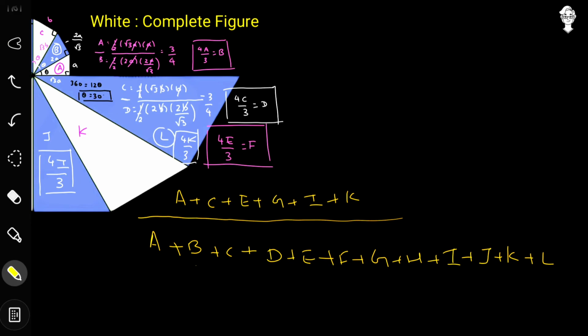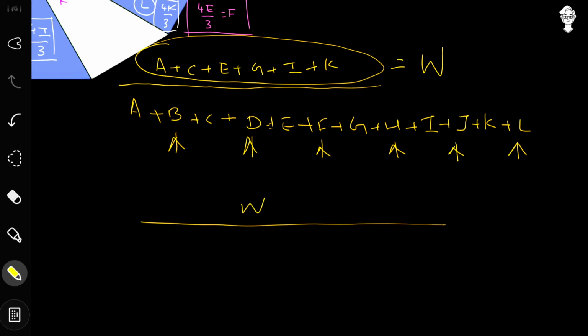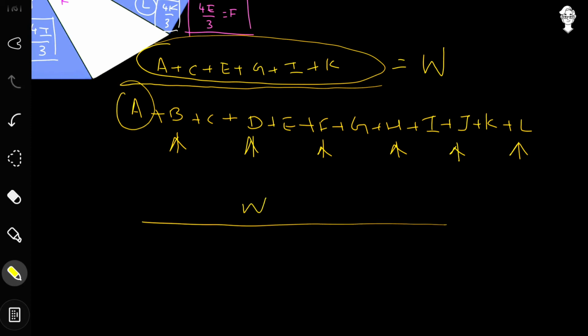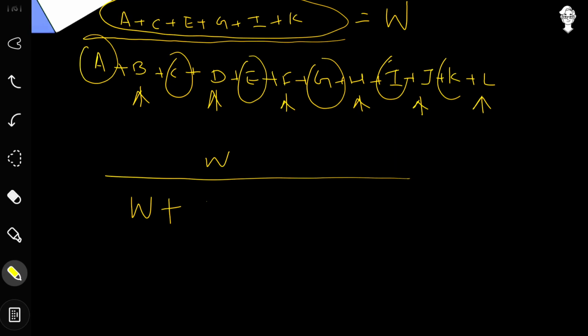Now remember that B was found in terms of A, D in terms of C, F in terms of E, H in terms of G, J in terms of I, and L in terms of K. So let us put those values over here. Now what I'm thinking is this is going to be equal to the white area, so why not keep it as capital W? So we have considered that as capital W, so W upon, and also in the denominator we can see A plus C plus E plus G plus I plus K. As we have considered this as W, in the denominator also W plus now B plus D plus F plus H plus J plus L. And as they were found in terms of A, C, E, G, I, K, so let us write it down. They were all like this.